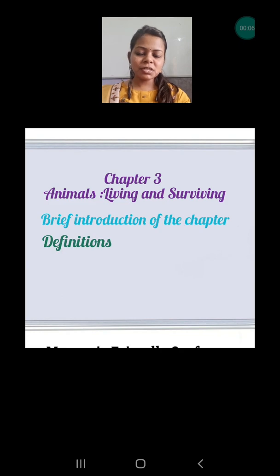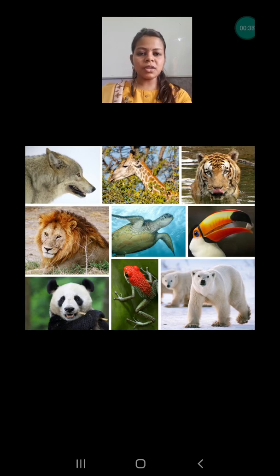Today we are going to start our next chapter, that is chapter 3, Animals Living and Surviving. In this chapter we will study how different types of animals are able to live in their different surroundings. Especially, we will discuss the definitions. We will discuss a brief introduction of this chapter, what we are going to study, and after that we will also discuss 5 definitions related to this chapter. So let's start this chapter.